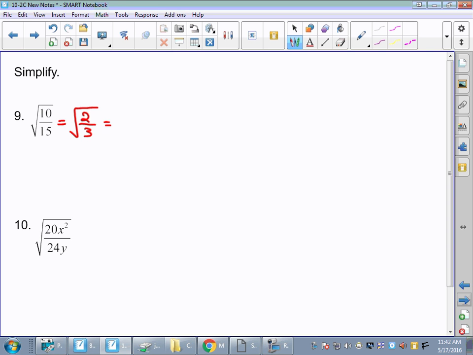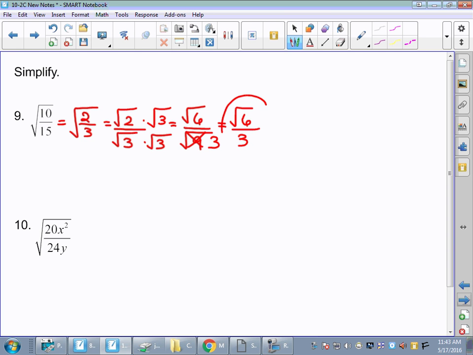Then I can separate that into the square root of 2 over the square root of 3. Can't keep it that way. If I multiply the bottom and the top by the square root of 3, I'll get the square root of 6 over the square root of 9. The square root of 9 becomes 3. And so my final answer is the square root of 6 over 3. Okay, that's one solution to this problem.